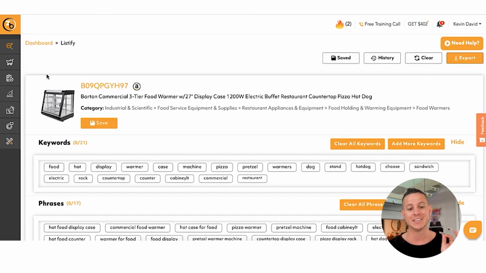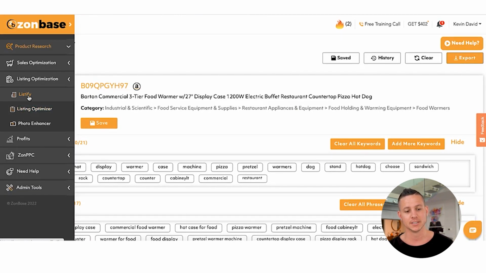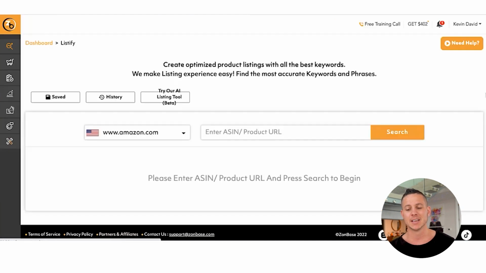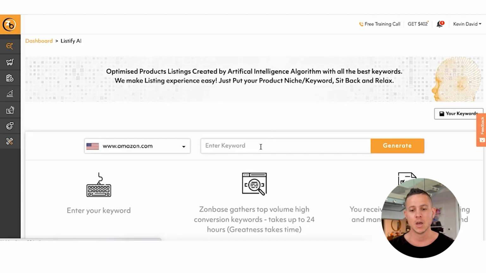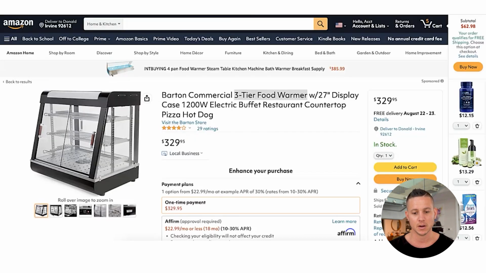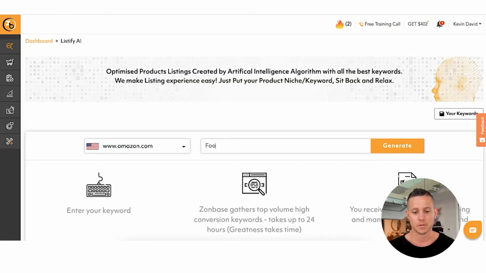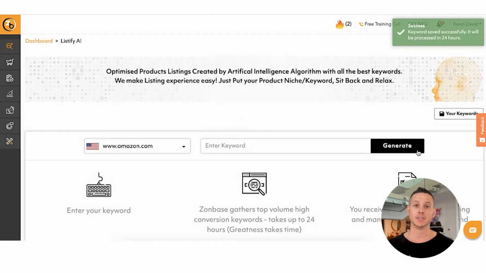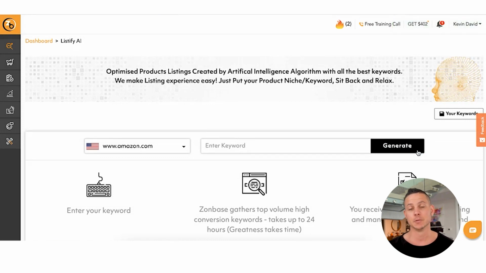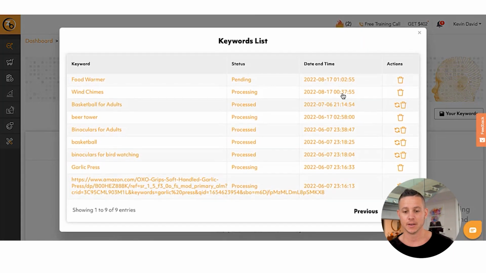Now, if you want to do it even easier than that, what we can do is come over to here where it says Listify one more time, click this, and then what we're going to do is try our listing artificial intelligence beta tool, right? Now, this tool still is in beta as of right now, but what we would do is actually come back here and we would actually type in food warmer and click generate. And Zonbase is literally gonna do a lot of the heavy lifting for us, go out and find us an SEO optimized, machine learning optimized listing where we can actually rest assured that the highest keyword volume and highest converting keywords are likely to be actually involved there.